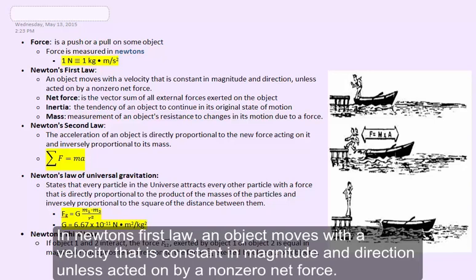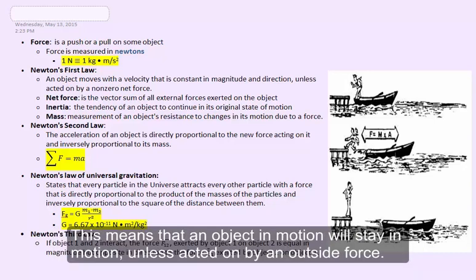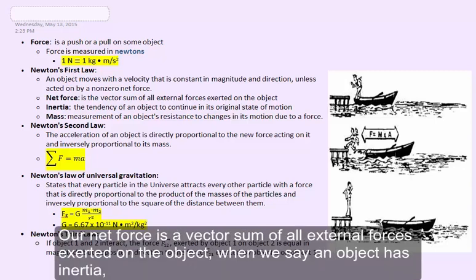In Newton's first law, an object moves with a velocity that is constant in magnitude and direction unless acted on by a non-zero net force. So this means that an object in motion will stay in motion unless acted on by an outside force. Our net force is a vector sum of all external forces exerted on the object.